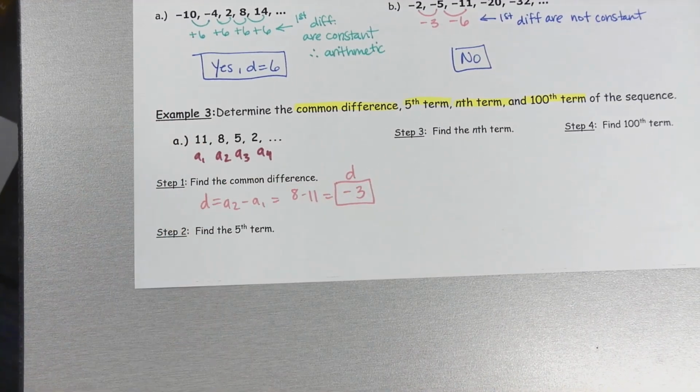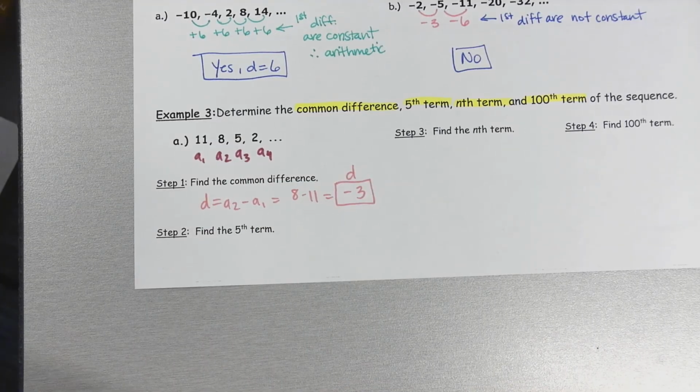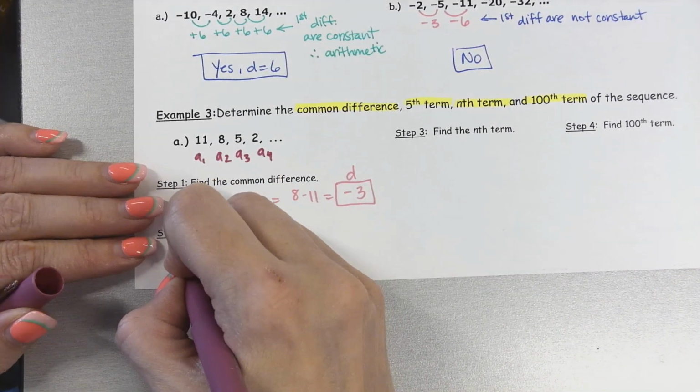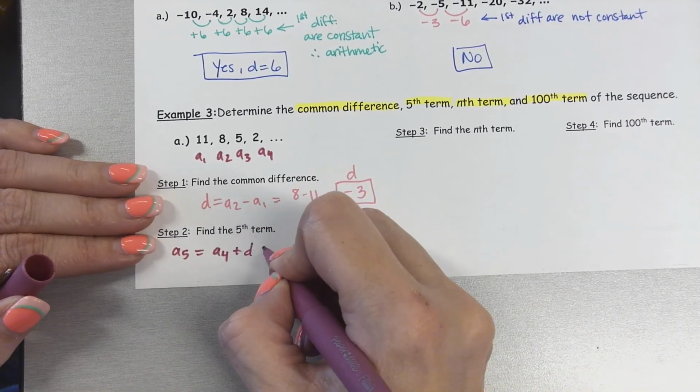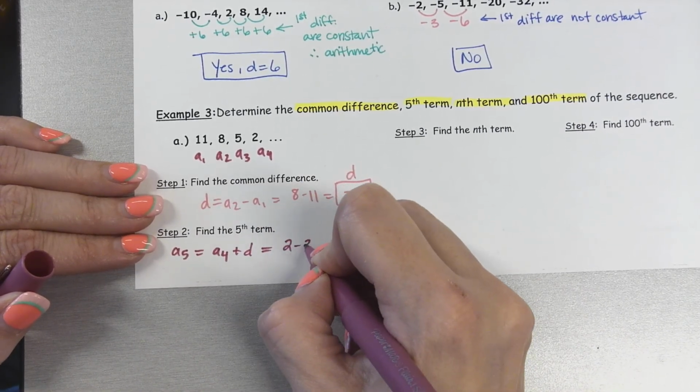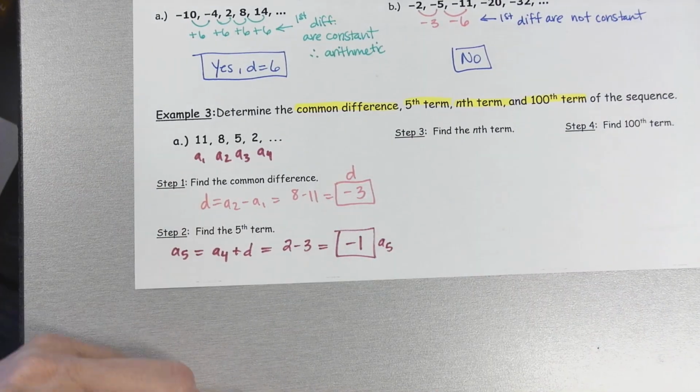That's also easy to see from your sequence. Now we're going to find the fifth term. Well, if you already have the fourth term, the fifth term is just a sub 4 plus the value of d. So it's 2 minus 3. That's your a sub 5. Okay, again, that's something you can do using mental math. That is fine. You can just write a sub 5 equals negative 1. This is where it's coming from.